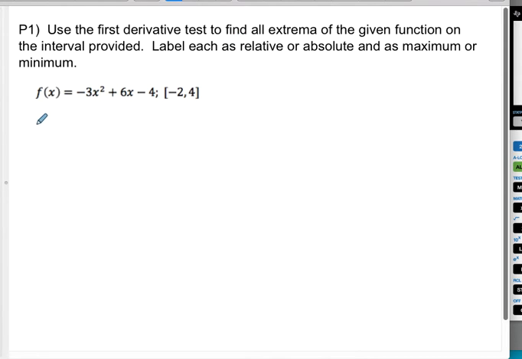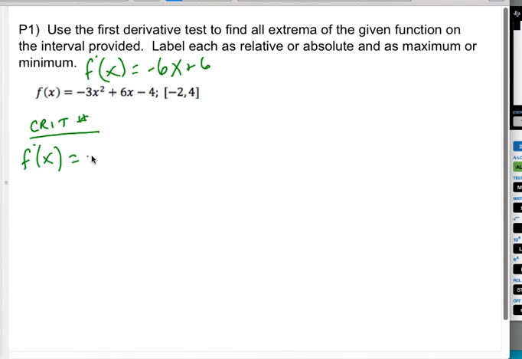All right, so I'm going to go ahead and find my critical numbers first, right? To find my critical numbers, I need where f prime of x is 0, so I better find f prime. So f prime of x is negative 6x plus 6. It's up to you. You can leave it as negative 6x plus 6.